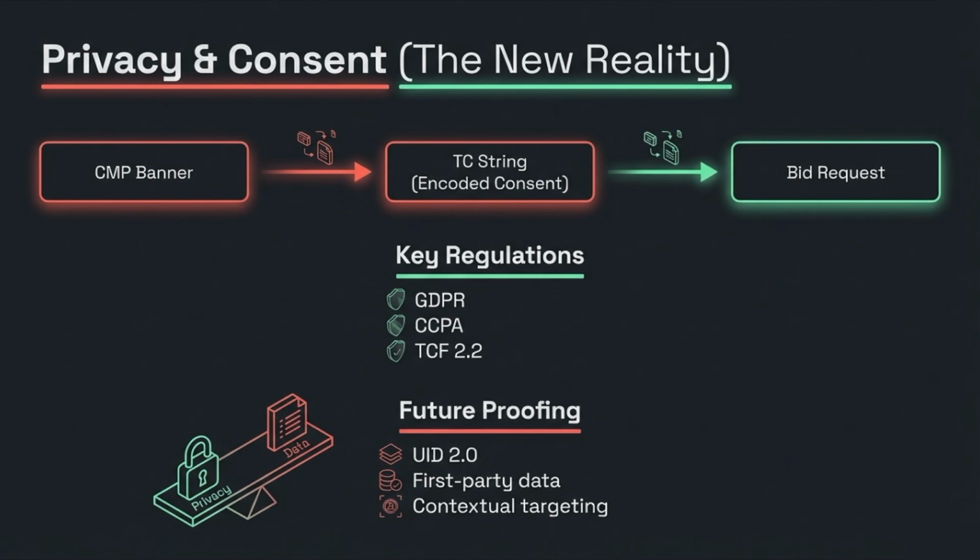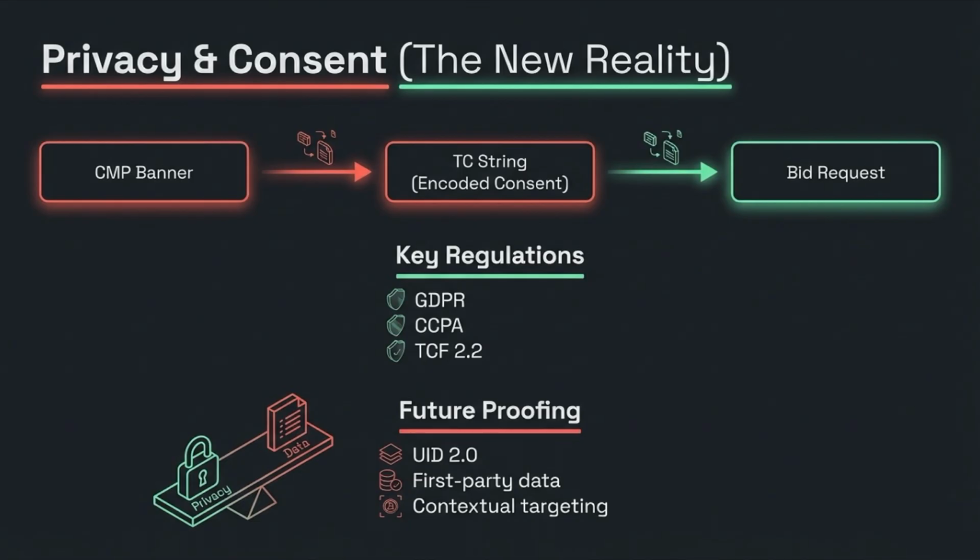But now we have GDPR, CCPA. Users are finally getting the ability to say no. And the browsers are forcing the issue. Safari and Firefox have blocked cookies for years. Google Chrome is in the process of killing them off now. And this breaks the fundamental machinery we just spent all this time describing.